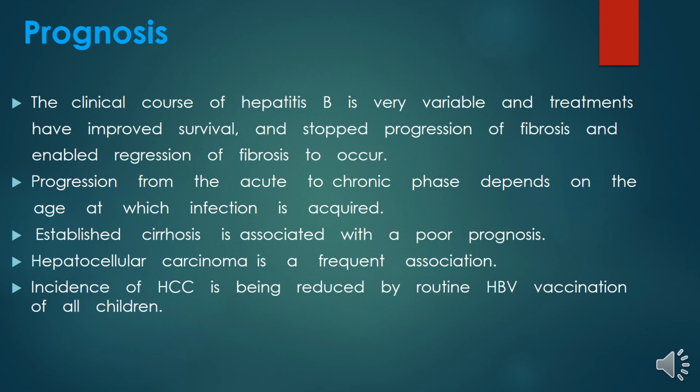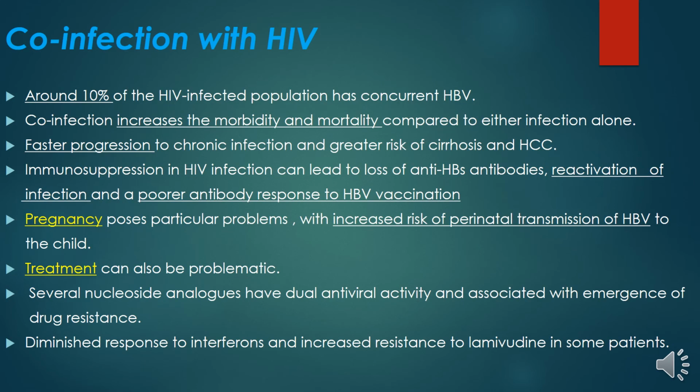Hepatocellular carcinoma is a frequent association. Incidence of hepatocellular carcinoma is being reduced by routine hepatitis B virus vaccination in all children. Co-infection with HIV, around 10%, increases the morbidity and mortality, with faster progression to chronic infection and greater risk of cirrhosis and hepatocellular carcinoma. Pregnancy poses a particular problem with increased risk of perinatal transmission of hepatitis B virus to children.